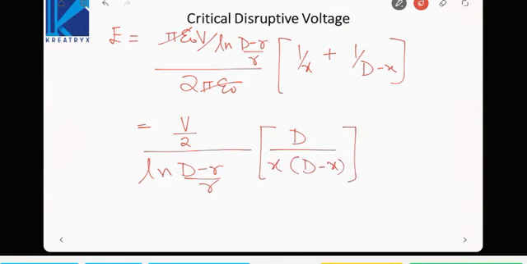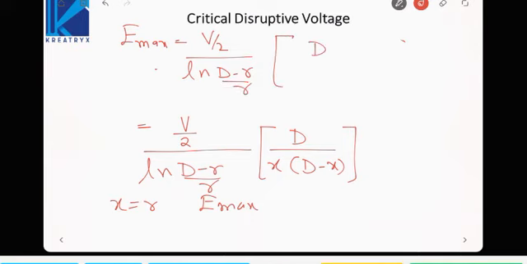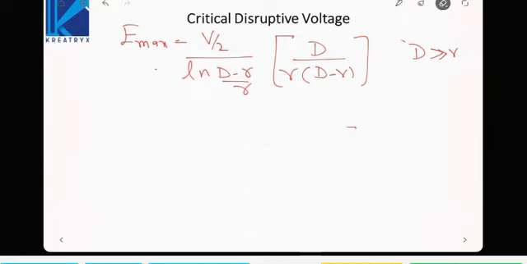Now we know the maximum electric field occurs at the surface of the conductor, so x must be r. Electric field will be maximum. So what will be the maximum value of electric field? E max will be V by 2, ln (d minus r) by r, into d by r(d minus r). Now suppose I assume that, as I told you, d is much greater than r, so as to avoid any corona discharge between the two conductors. So this term will get cancelled out. It will be V by 2r ln d by r.